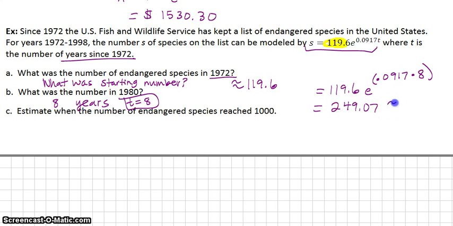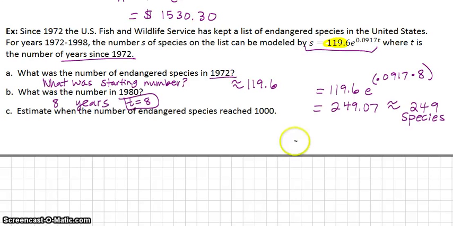249.07. So let's say approximately 249 species. So it's kind of sad that in 8 years during that time period it increased to 249 species that were endangered in the US alone.